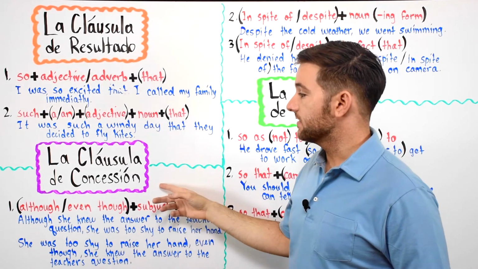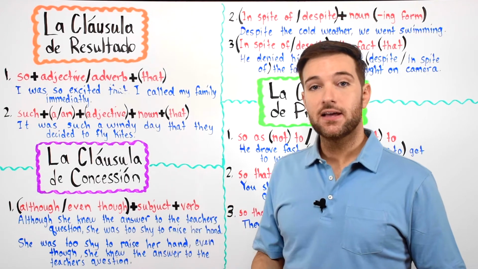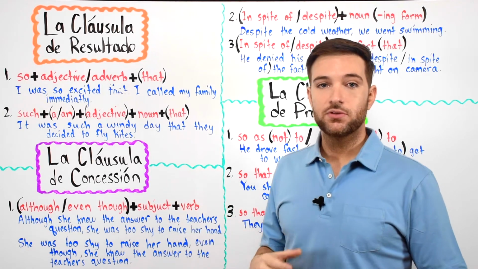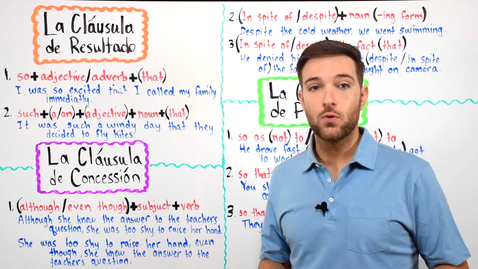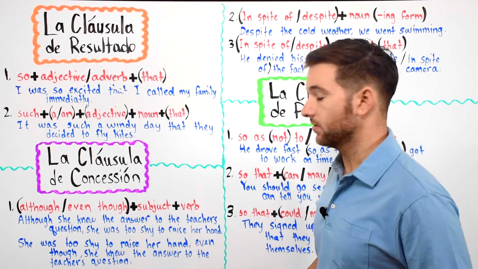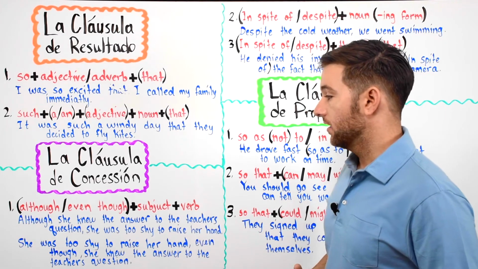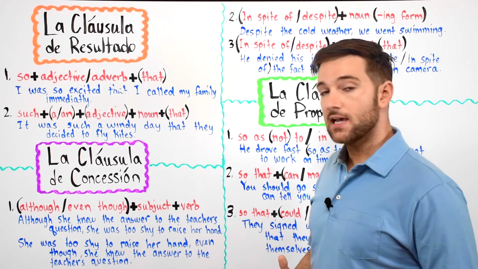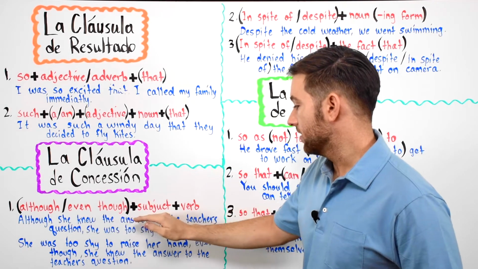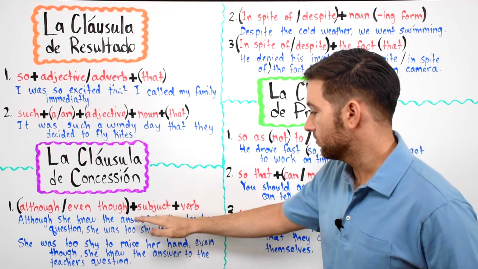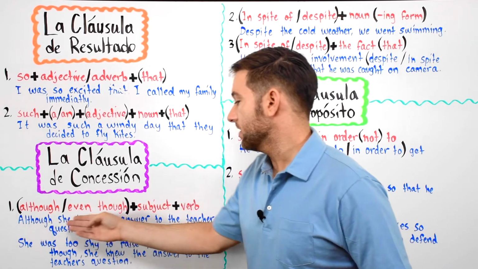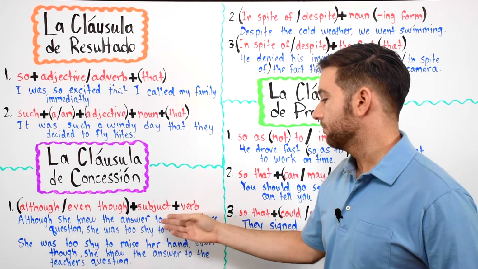Ahora que hemos aprendido nuestra primera cláusula, pasemos a la segunda cláusula. So, let's go on to the second clause. La cláusula de concesión. The clause of concession se utiliza para expresar contraste u oposición a la cláusula principal. Okay, veamos algunos ejemplos. Primero usamos la forma although or even though, más el subject, sujeto, plus a verb, un verbo. Again, although or even though, plus subject, plus a verb.